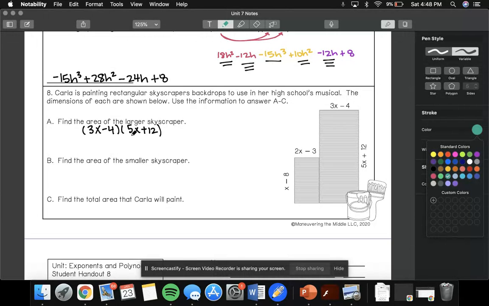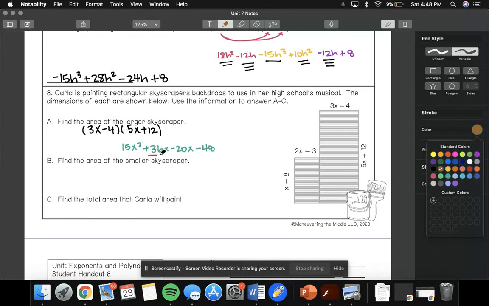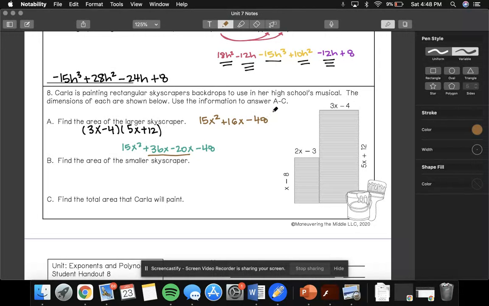Okay. So I'm going to do 3x times 5x, get 15x squared. 3x times 12 and get 36x. Negative 4 times 5x and get negative 20x. And negative 4 times 12 and get negative 48. Now I'm going to combine like terms. And my area for the large skyscraper is 15x squared plus 16x minus 48.